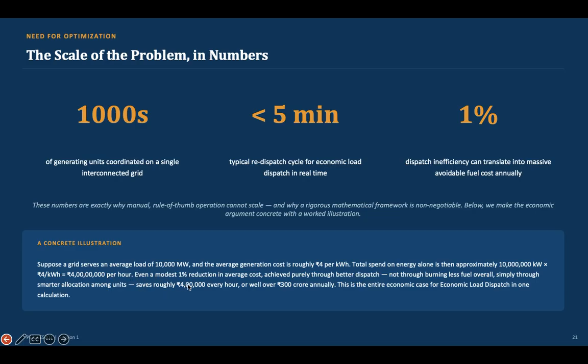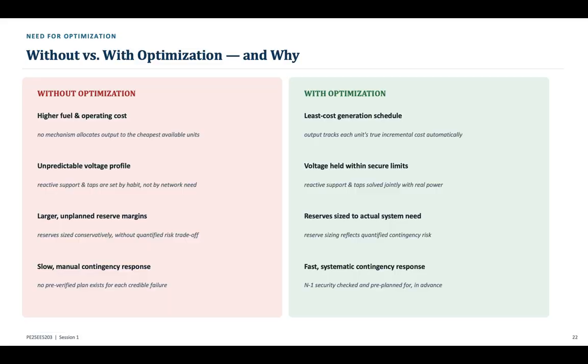Even a modest 1% reduction in average cost, achieved purely through better dispatch, not through burning less fuel overall, but simply through a smarter allocation amongst its units, saves roughly 4 lakh every hour, or well over 300 crore annually. This is the entire economic case for economic load dispatch in one calculation. Now at least you understand why optimization is required.